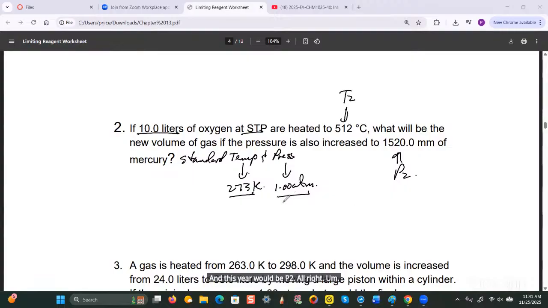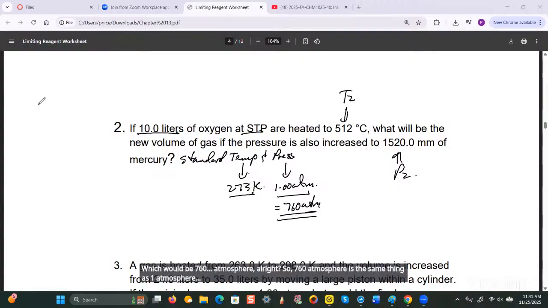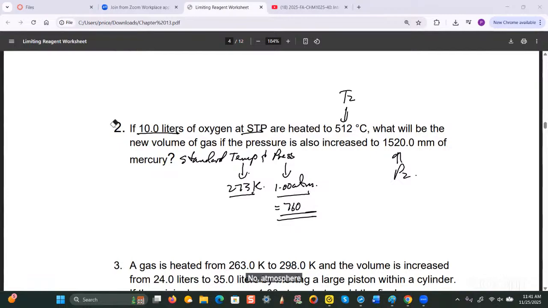Another thing I should say here is that standard pressure can also be expressed as 760 atmospheres, all right? So 760 atmospheres is the same thing as 1 atmosphere. I'm sorry, not atmospheres, millimeters mercury, my bad. It should be 760 millimeters mercury, all right? So those are just a couple of things that you need to keep in mind while trying to do that problem, all right? So I'm going to leave that for you to do.